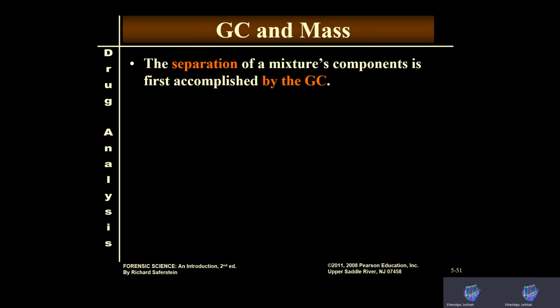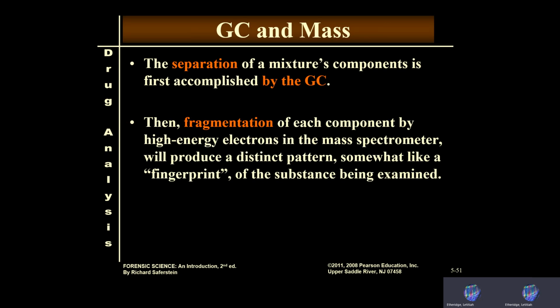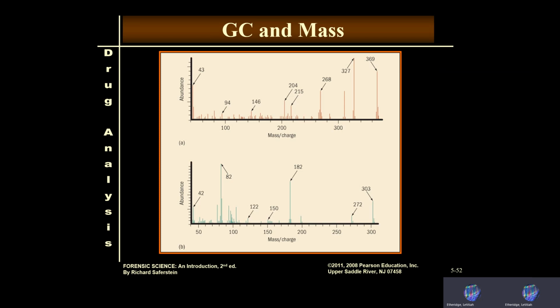The separation of the mixture's components is going to be first accomplished by the GC, like I said, and then the fragmentation of each of those components is going to produce what we were talking about in terms of that individual fingerprint of that substance that you are analyzing from your scene. Here is an example of the GCMS. Basically, what it's telling you is it is sorting out the abundance, which is the amount of that particular fragment in the sample, and then it's all separated by size. So if you take a look on one axis, you have mass and charge. You take a look at the other axis, and it has to do with abundance.